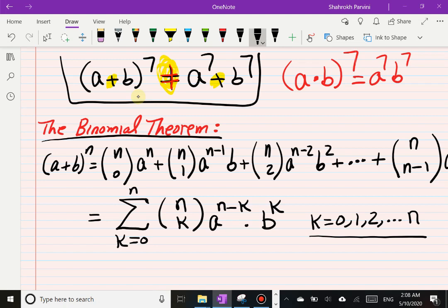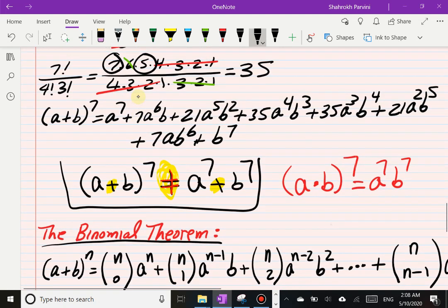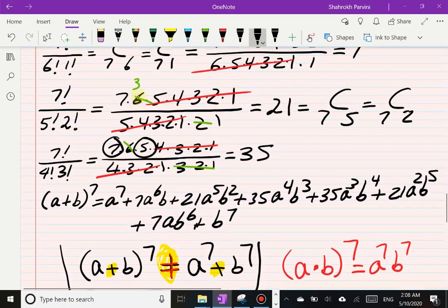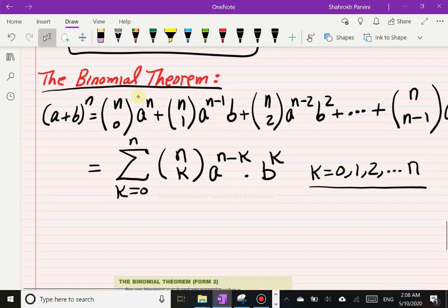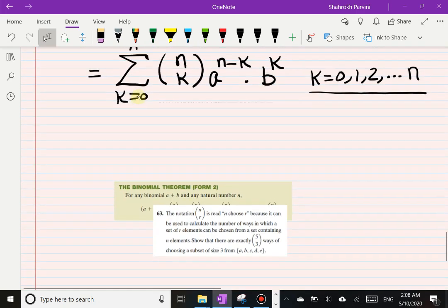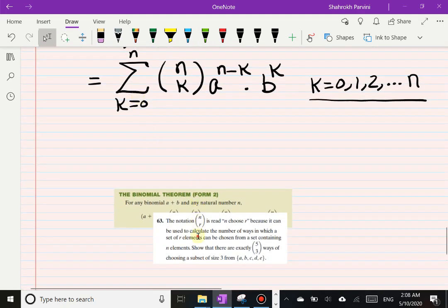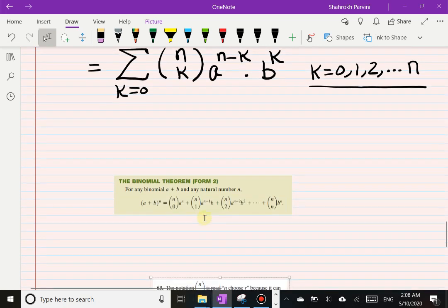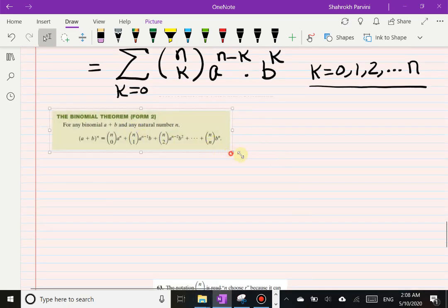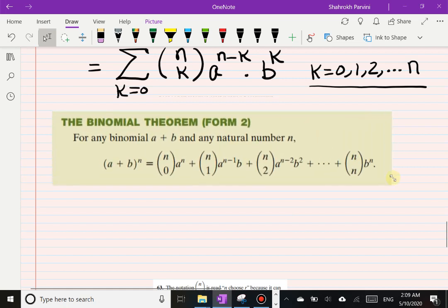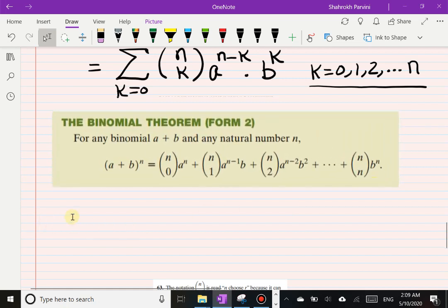Okay, and here is the binomial theorem. Now, we can actually write the expansion of a plus b to the 7th using this. Oh, let me show you. Now I'm actually at the point where I can show you the binomial theorem. This is what's in your book. Now, hopefully this makes sense and you can relate to this. This is the binomial theorem. There are two forms in your book. Don't worry about the first form.